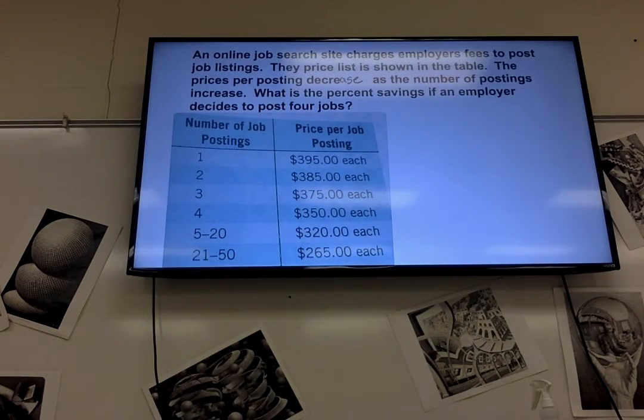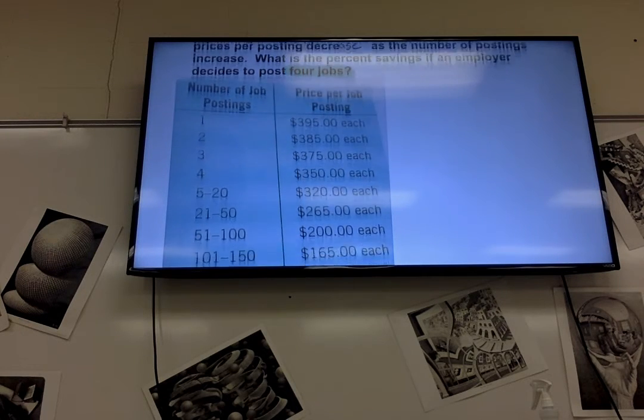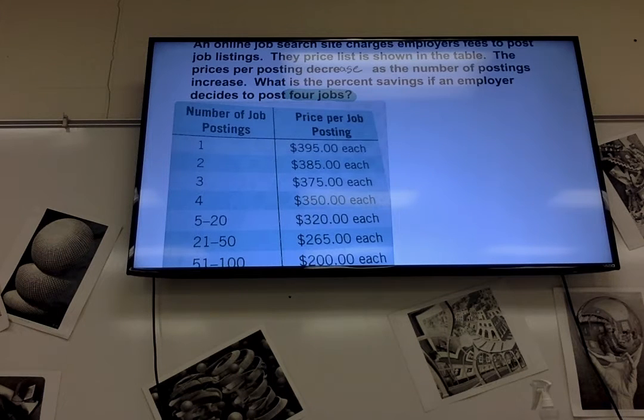Okay. So, an online job search site charges employers fees to post job listings. The price list is shown in the table, and the prices per posting decrease as the number of postings increase. What is the percent savings if an employer decides to post 4 jobs? Okay, so you need to look at the 4 jobs, and then we'll write down a formula. You definitely don't have to write all that down because we don't need it all. I want you to be able to look at this stuff and pick out what you're going to need.